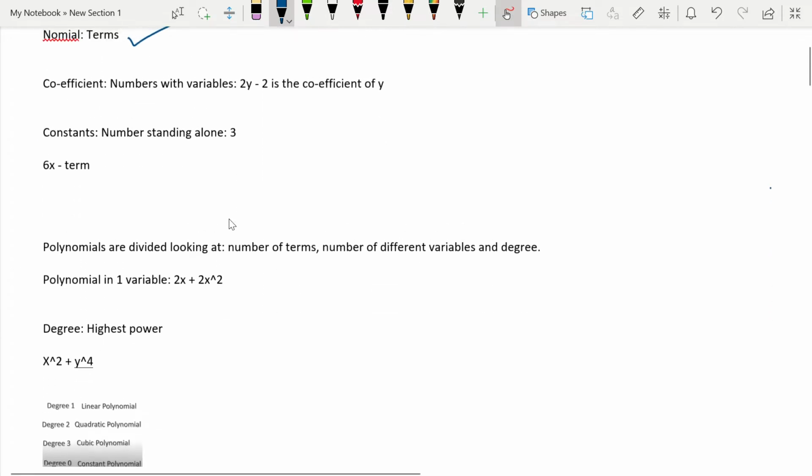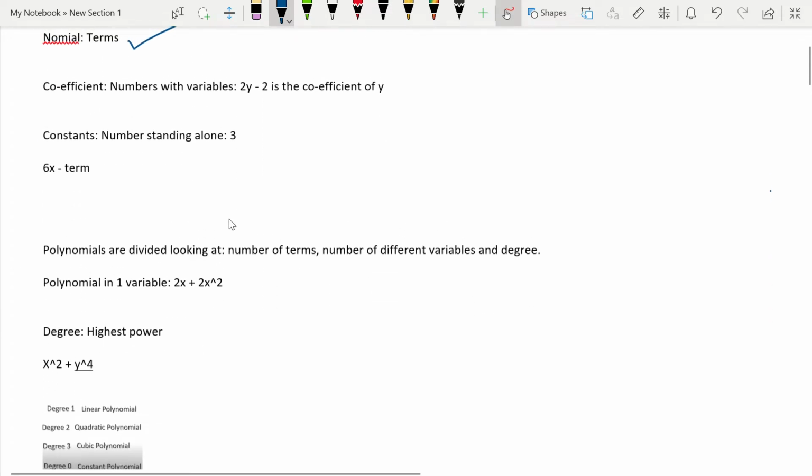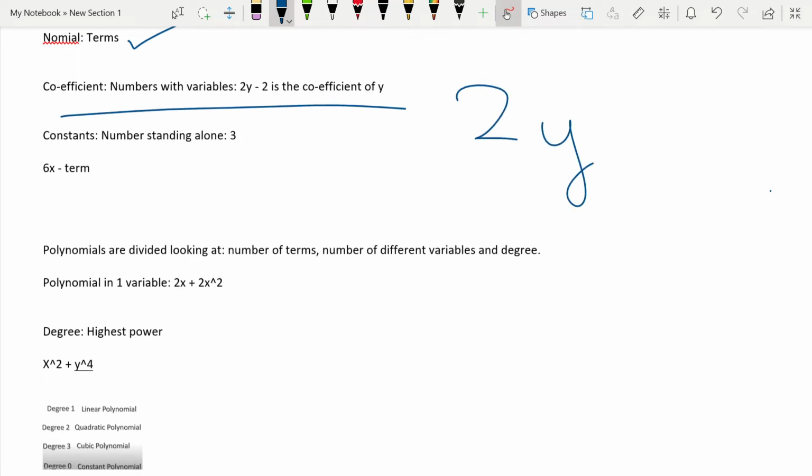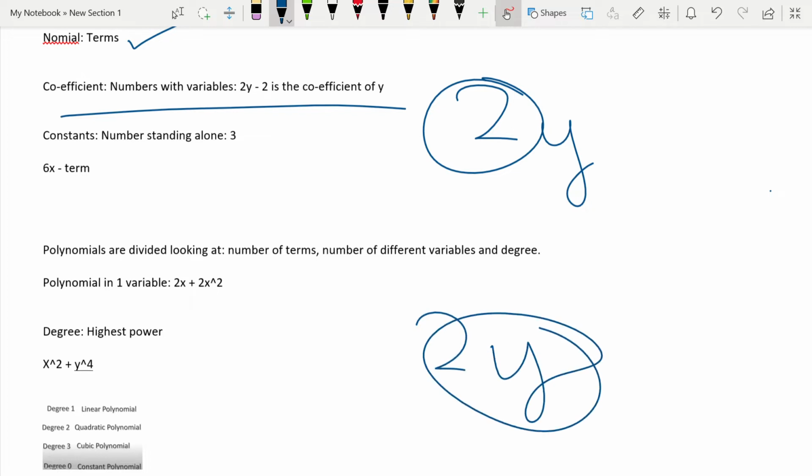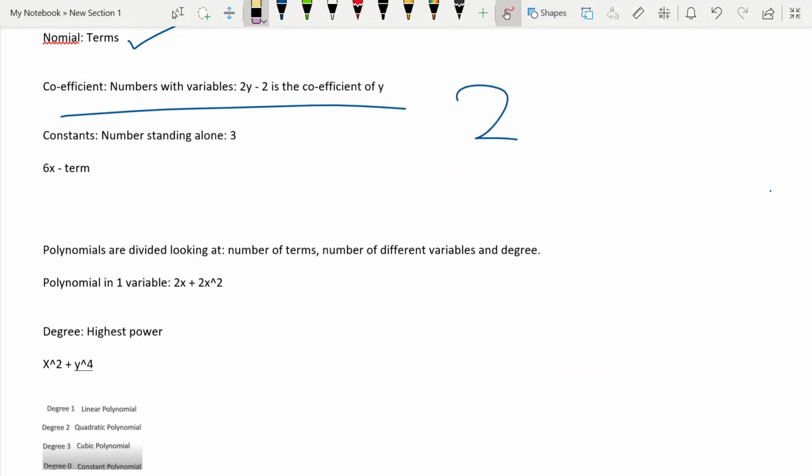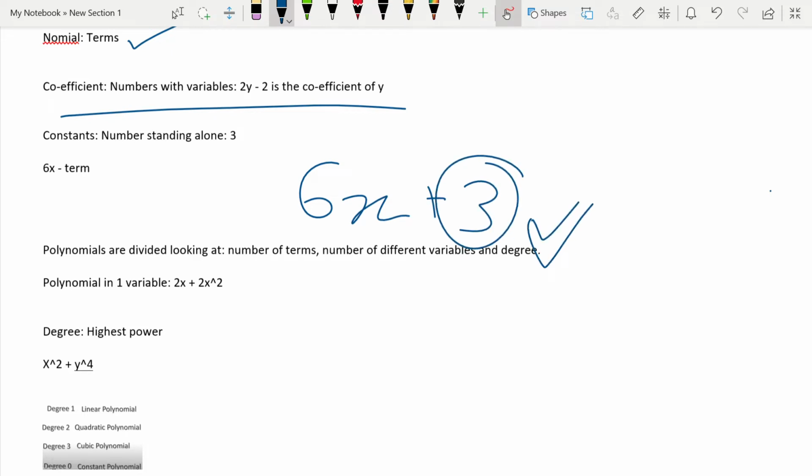Now, coefficient. What are coefficients? Coefficients are numbers with variables. So if you have 2y, then what is the coefficient? 2 is the coefficient of y, meaning 2y as a whole is a term, but 2 is a coefficient of y. Okay? Let's rub this out. And constants. Constants are numbers standing alone. So if you have an equation like 6x plus 3, where is the constant? 3 is the constant over here. Let's move on.